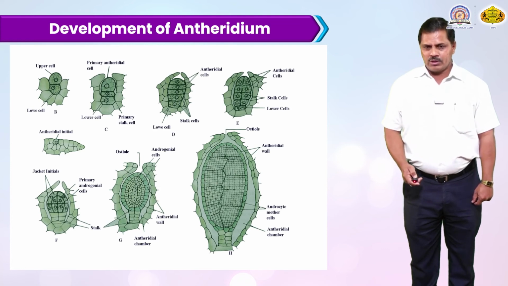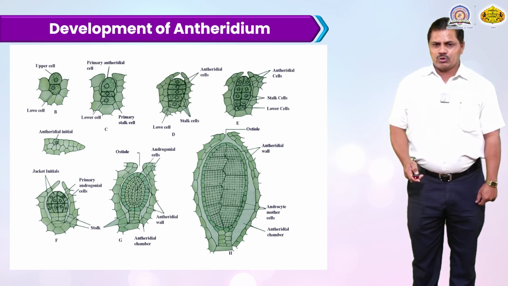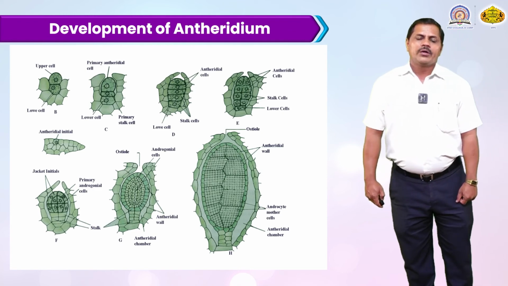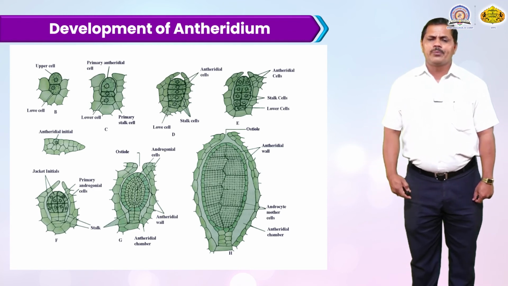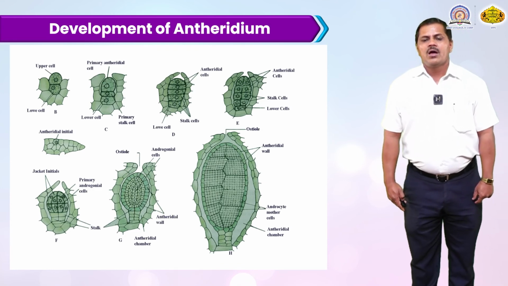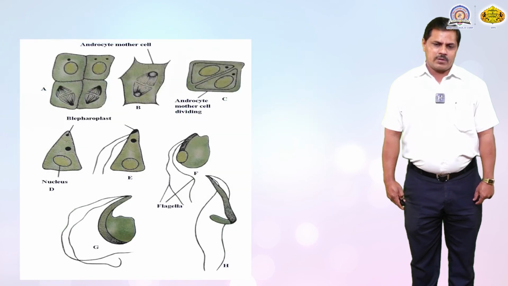There is the opening called the ostiole, and just below the ostiole is the antheridial wall. Inside the antheridial wall, thousands of androcyte mother cells develop, and this region is called the antheridial chamber.